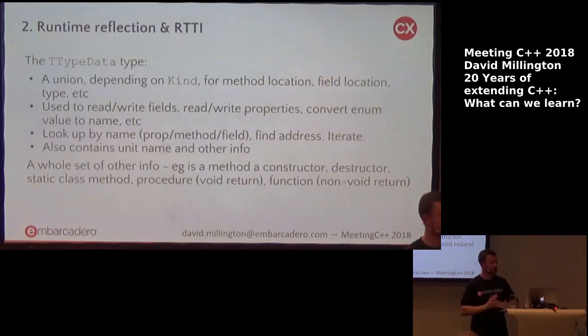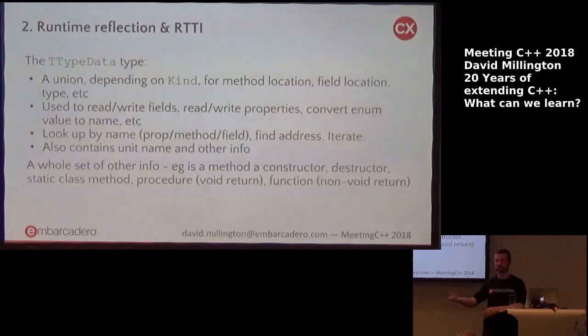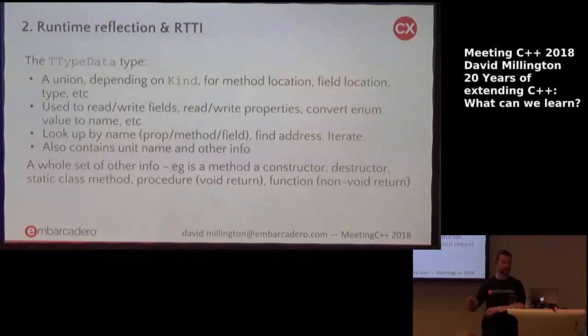Now that's the one of interest. So depending on the kind of whatever it is that this type data is pointing to and has that kind field, we have a union that just holds a whole bunch of information. So, if it's a method, then where is it and what's its name? Or if it's a field, how to get the address. And if it's a property, does it have a read accessor? Is it backed by a field? Is it backed by a method? That kind of thing.